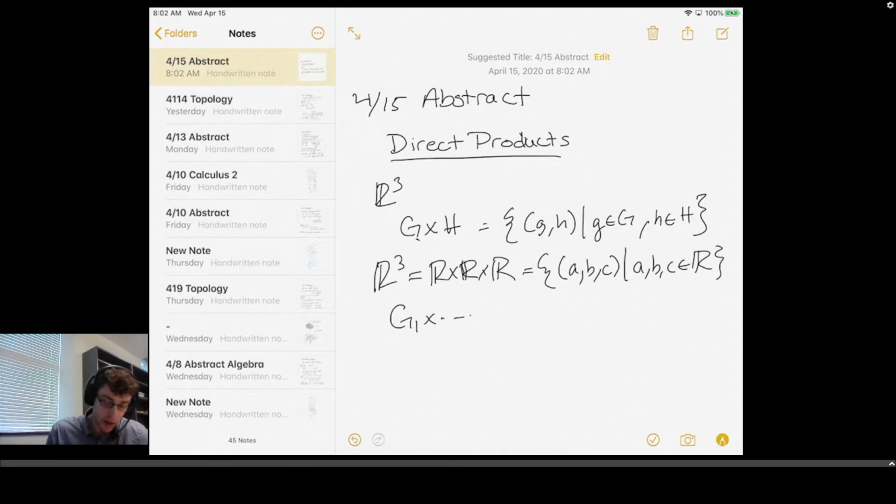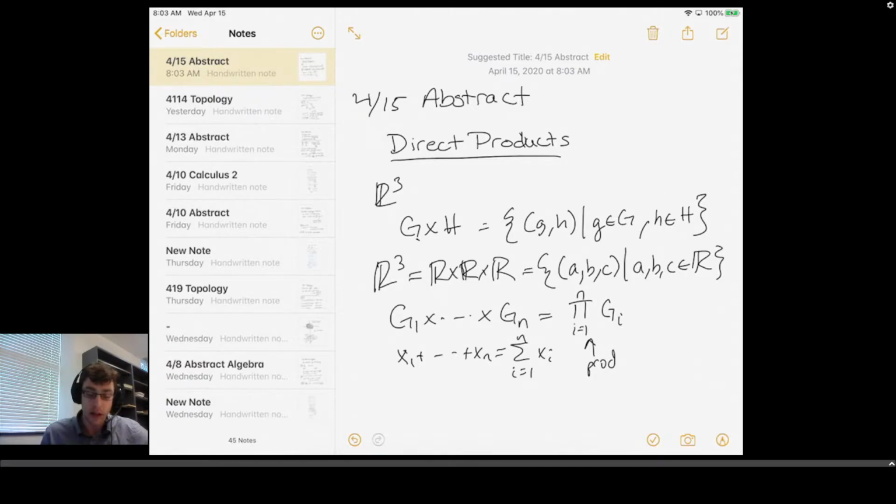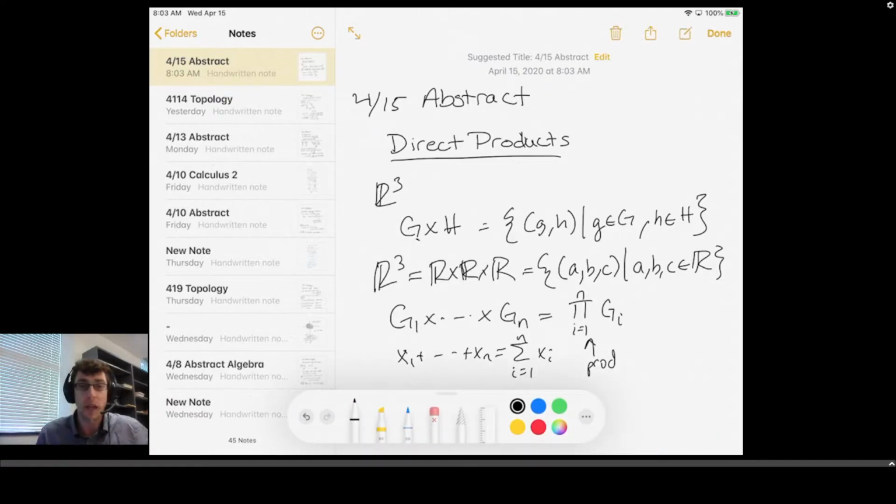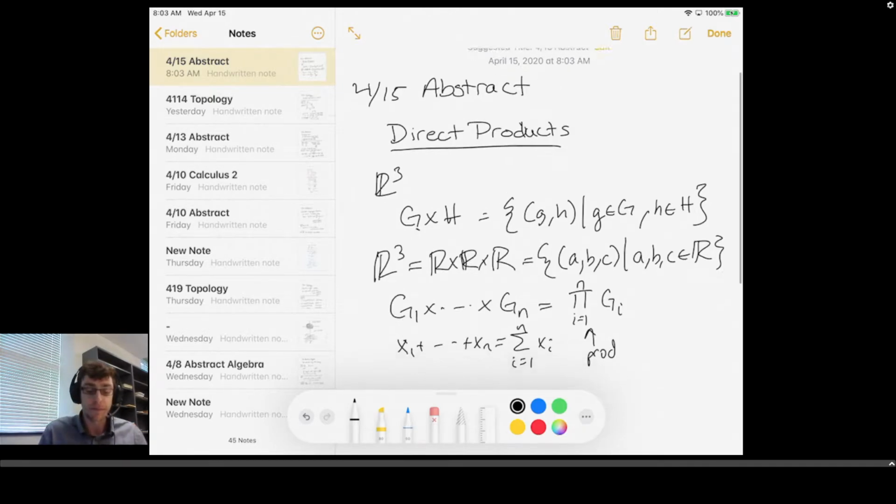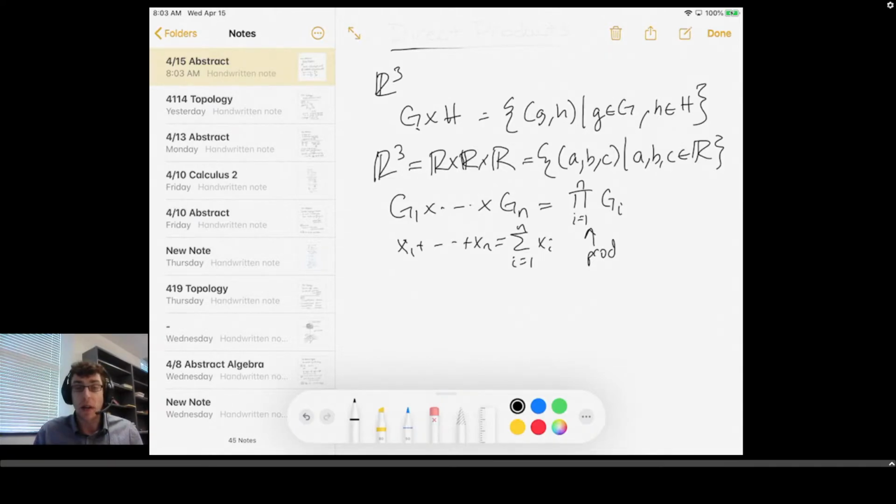If you see the product of n things, you'll often see this. Remember, if you saw x1 down to xn, you'd use your sigma notation: the sum from i equals 1 to n of xi. We have the same thing here, but instead of a capital sigma, we use a capital pi. This would be the product from i equals 1 to n of our Gi. That way we don't always have to do the dot dot dot, but you definitely can. No meaning is lost there, but sometimes it can be useful to have the nice little shorthand notation. So that's what a Cartesian product is.